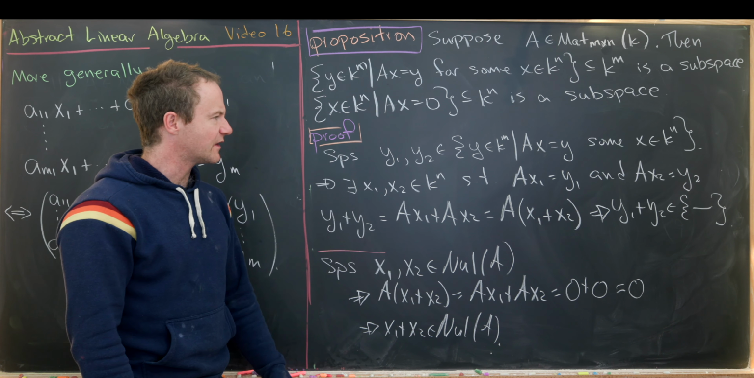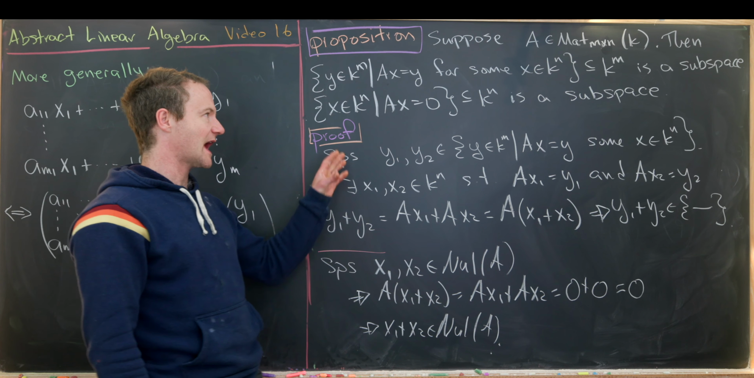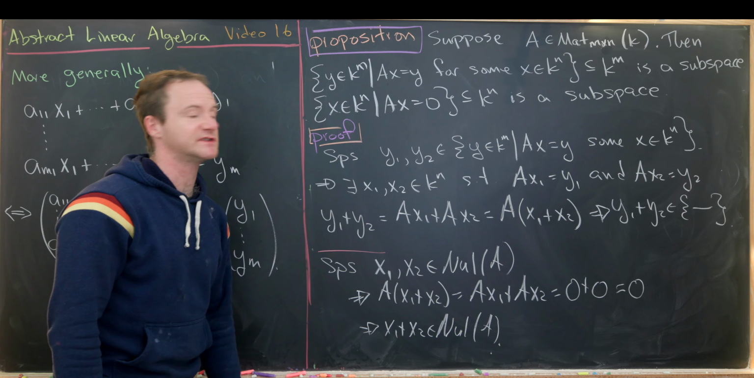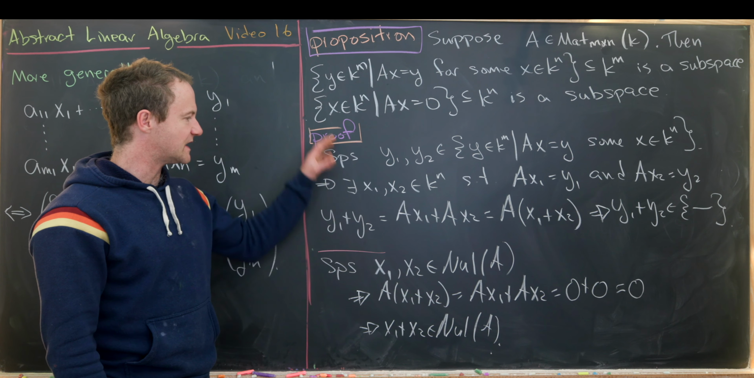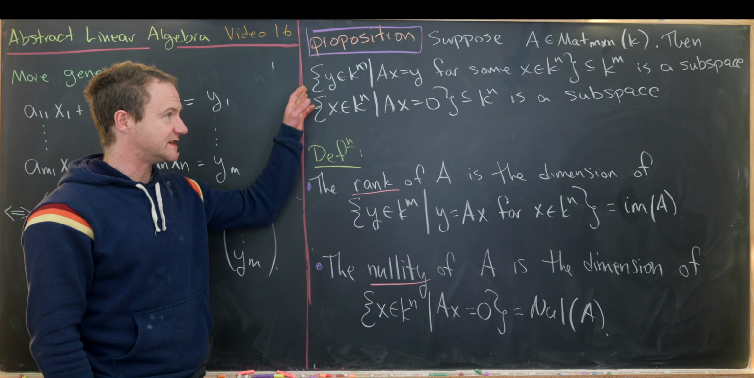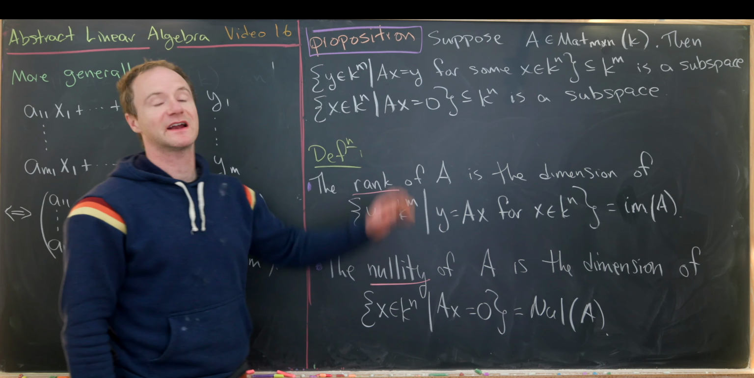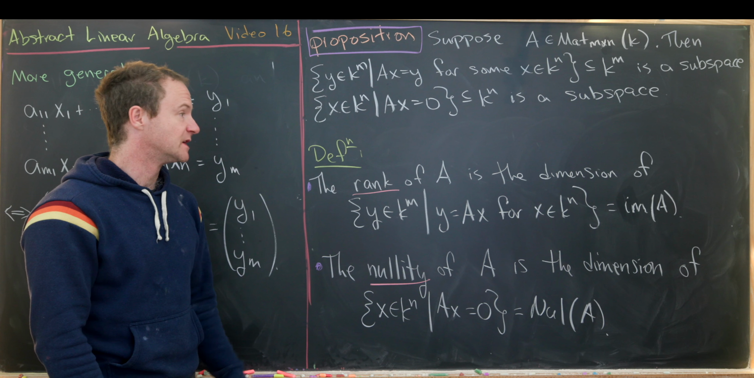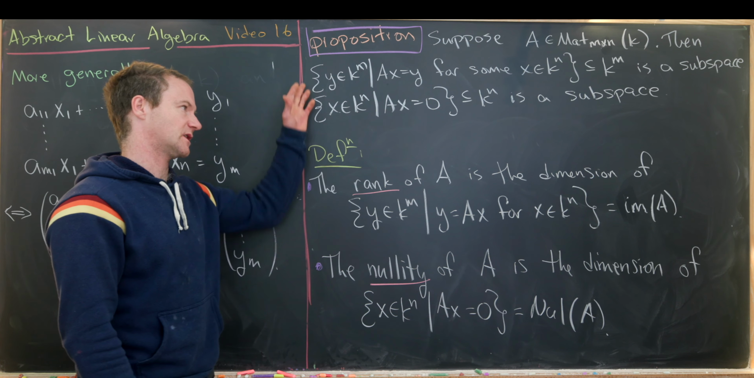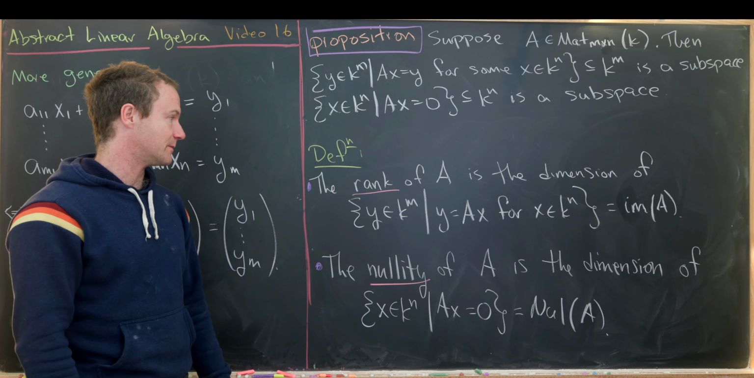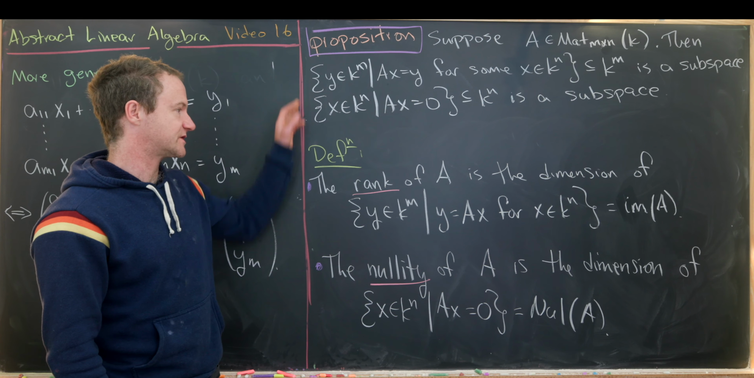Okay, so now that we've got this taken care of, I'm going to actually define some terms based on these two subspaces. So let's maybe get rid of this proof and we'll put the definitions right here. So based on the fact that these two are subspaces of finite dimensional vector spaces, we know that they have a dimension. So since they have a dimension, and these are kind of really important subspaces, we should give that dimension a name. And so this first one is called the rank.